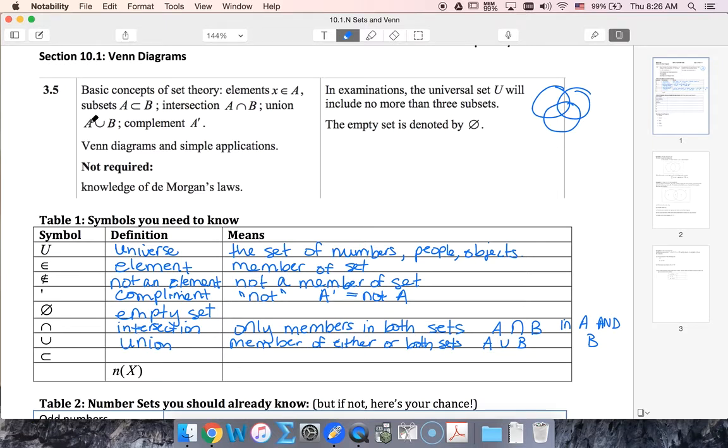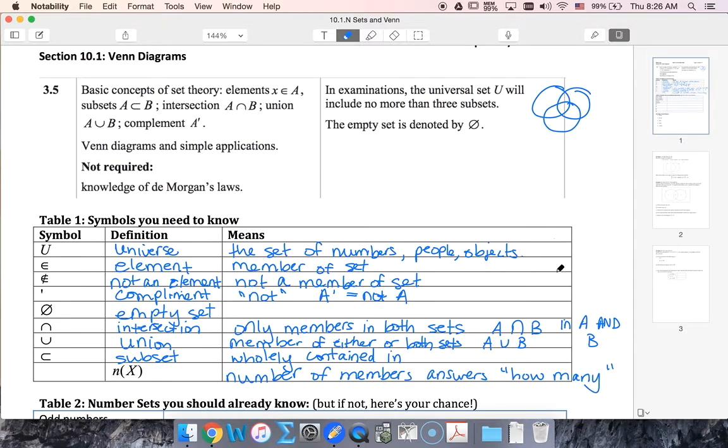This symbol here means subset, and it means that you're wholly contained in another set. The symbol here is the n, and what this means is the number of items or members. So this answers the question, how many? And we'll look at some examples of this further on.